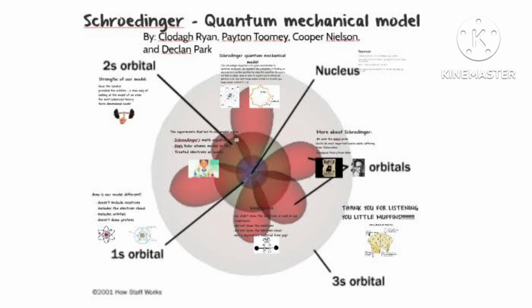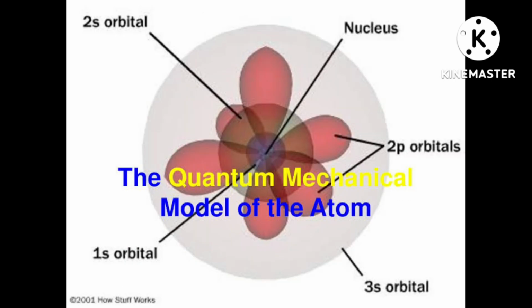Third, I am talking about Heisenberg uncertainty principle. Both the exact position and exact velocity of an electron in an atom cannot be determined simultaneously. This is the third point of the mechanical model of atom.